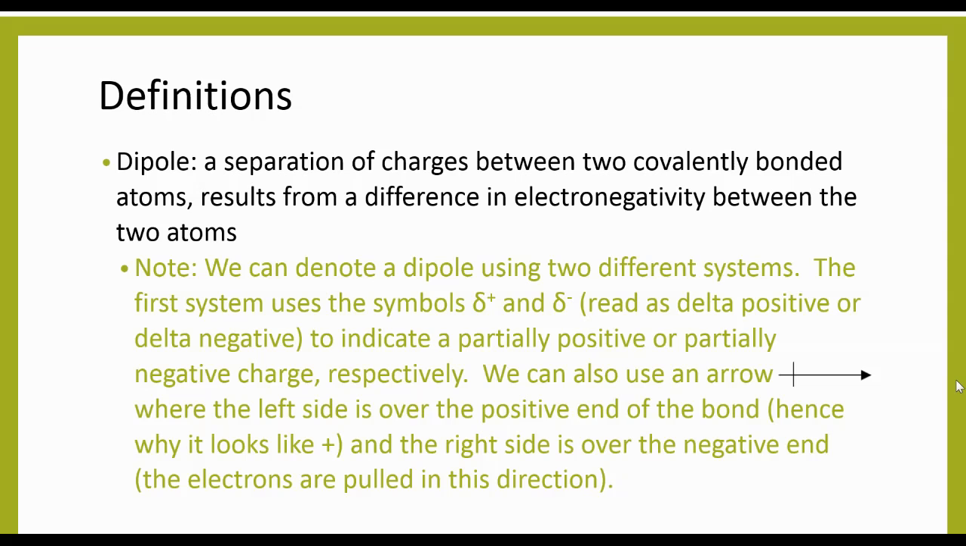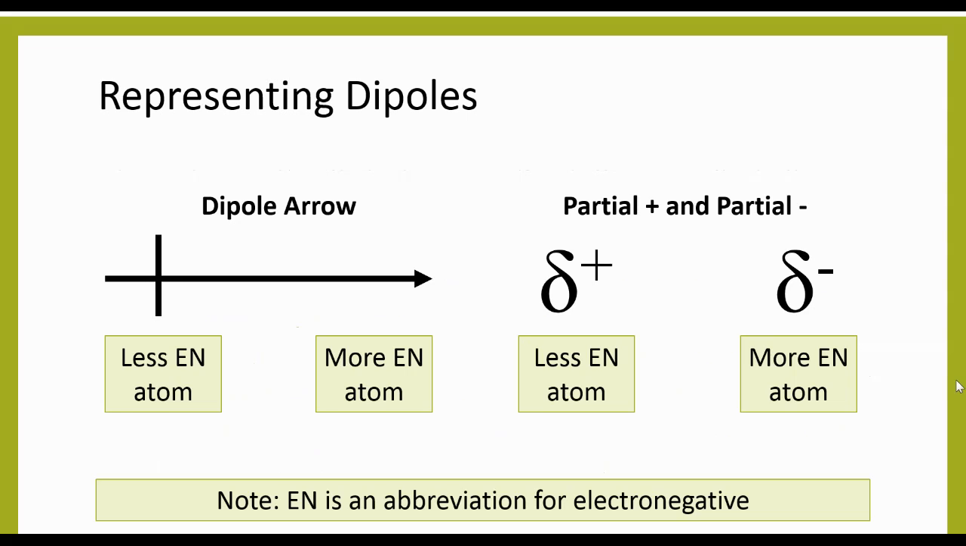We can also use an arrow, where at one end we have the point and at the other we have the line drawn through it. If you cover up the right-hand part where the point of the arrow is, and just leave the left-hand part showing, we see a plus sign. So that plus sign goes over the less electronegative element, the partial positive, and the point of the arrow goes towards the more electronegative element, so it shows where the electrons are being pulled towards.